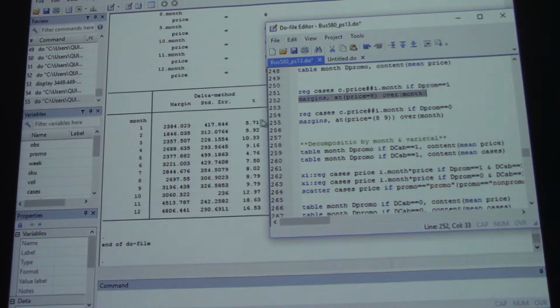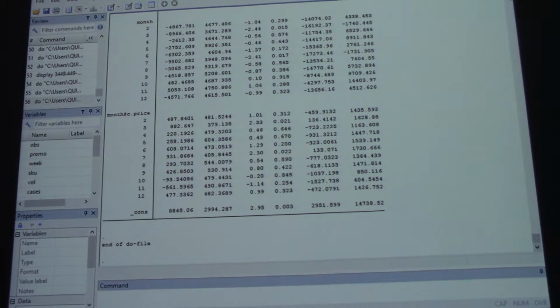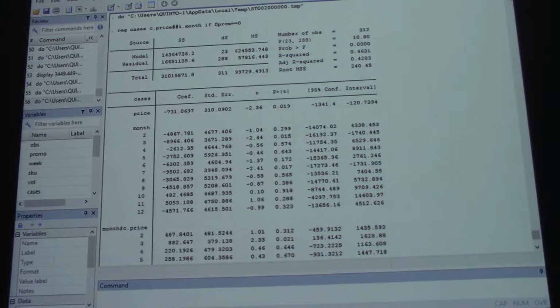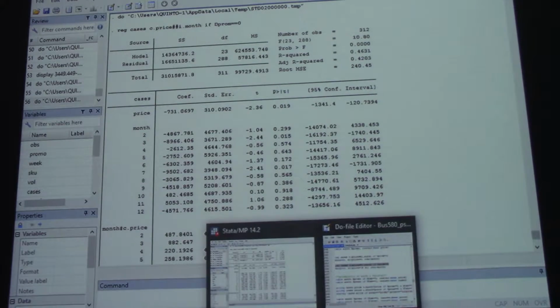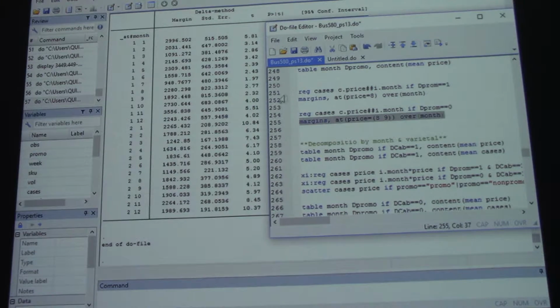So let's run that again. Dummies, interactions, all that stuff. So same regression, just changed my if dummy to 0. So this is our non-promoted. We get all the coefficients. Margins makes this really easy, because now we can evaluate over those two prices for every month.